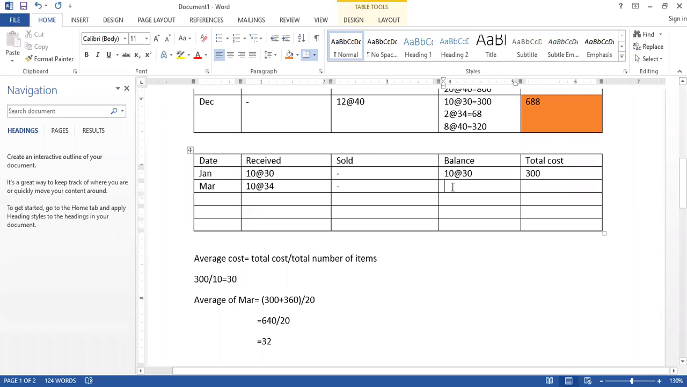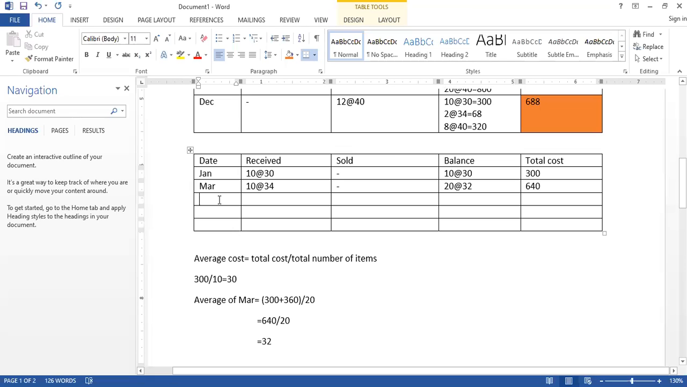Now we said that with AVCO, we do not care which came in first or which came in last. You just include everything together. So you have how many units in total? We have 20 units in total at the price of 32, the average cost that we used. So we do not even need to bring down the balances. We just add the units together. 10 units plus 10 units will give you 20 units in total at the price of 32 Namibian dollars. And therefore, our total cost is 640. 20 times 32 will give you 640.